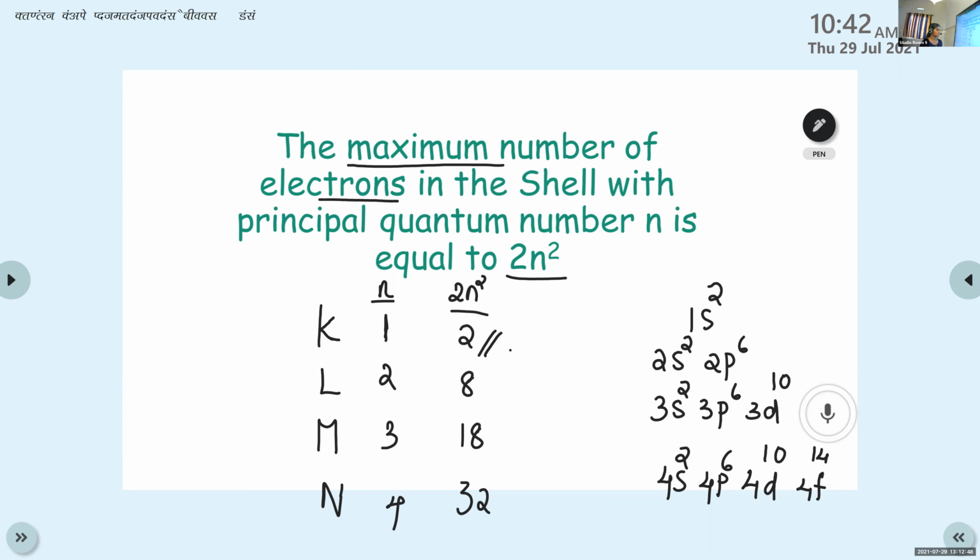So this is the equation to find out the maximum number of electrons in each shell: 2n square. Okay, 2n square. This is clear, children? Any doubt here?